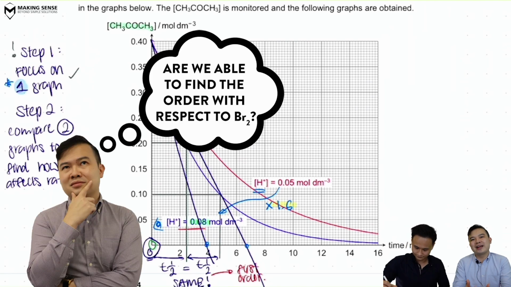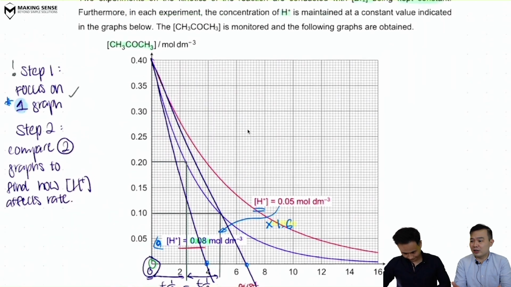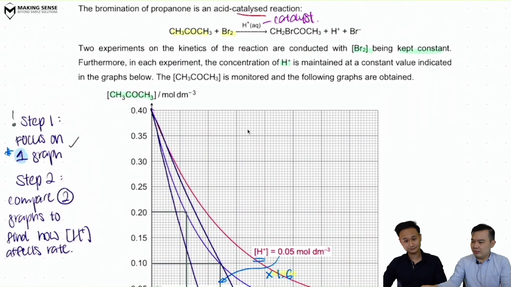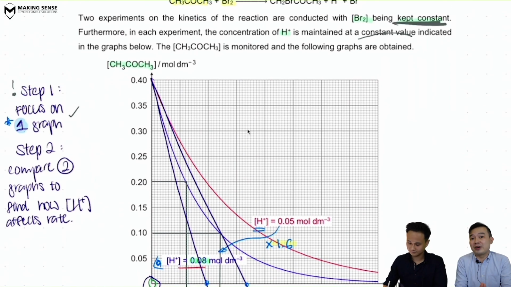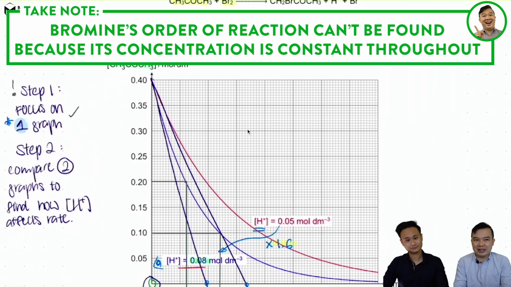Do you think you can find the order with respect to Br2? You say the answer is probably going to be a no, because if you look at the question, constantly your Br2 doesn't change, right, with time. Yep. So therefore, you tell me that at the end of the day, you are not going to be able to find the order with respect to Br2. We need more information for that to happen.